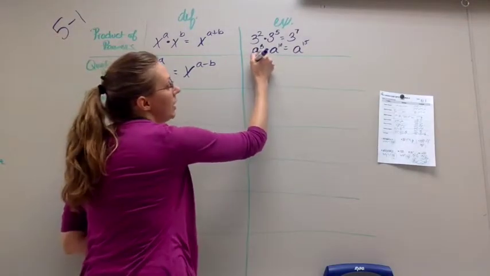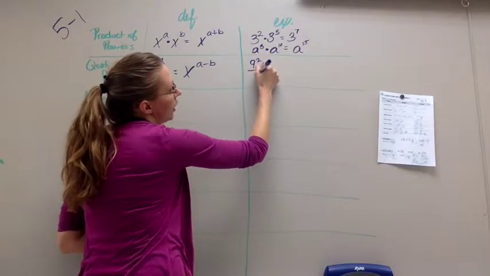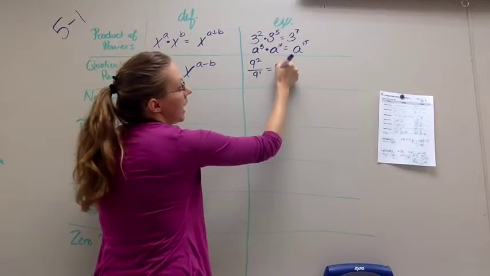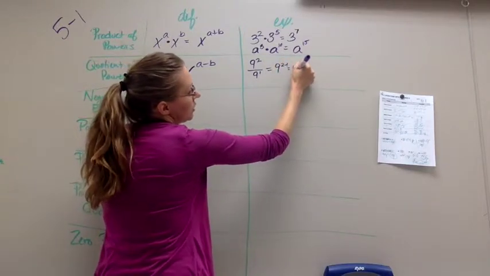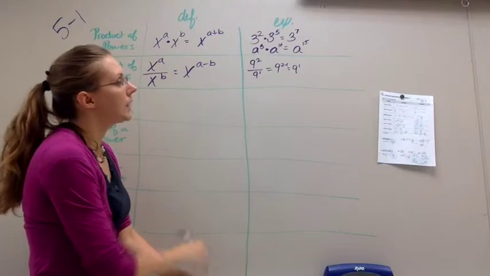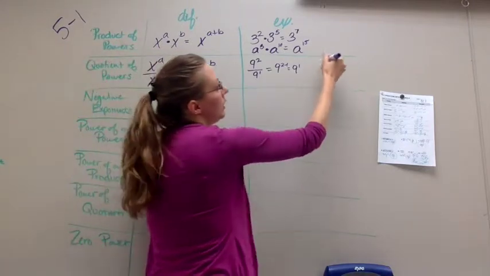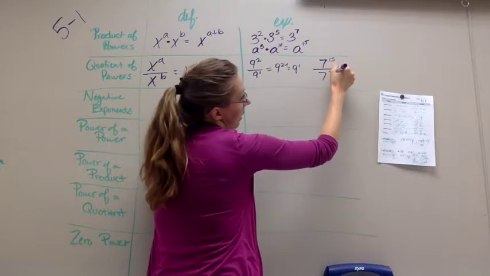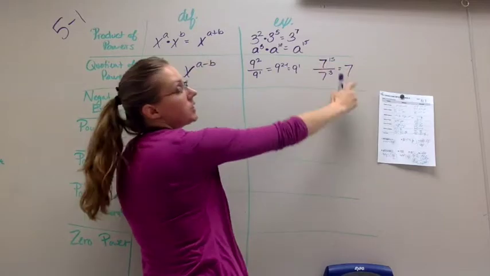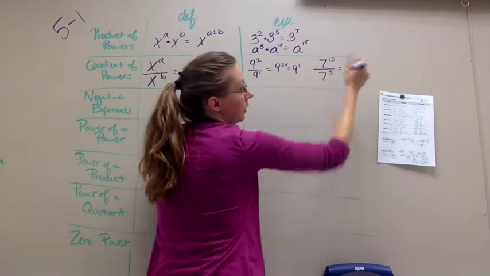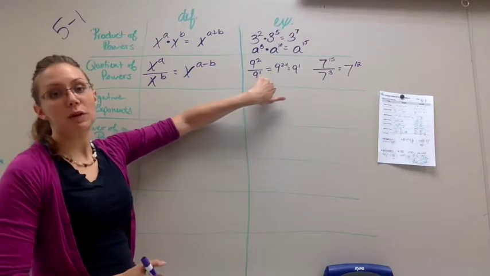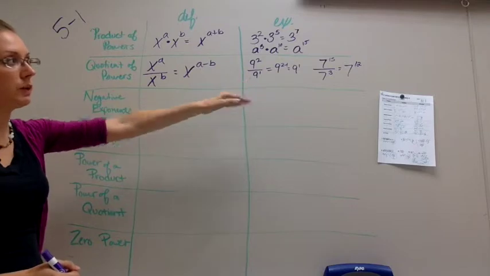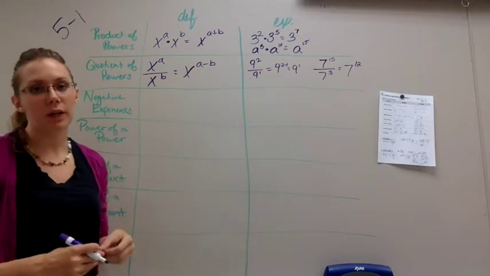So if we have 9 to the second power over 9 to the first power, which we could just write as 9, we would have 9 to the 2 minus 1, which is 9 to the first power. Okay? Let's do one without a 2 and a 1. Let's do 7 to the 15th power divided by 7 to the third power. That's the same thing as 7 to the 15 minus 3, which is going to be 7 to the 12th. Now, when we do this, there are times we could get negative exponents. So that's what I want to talk about now. When we do this subtraction, there is a possibility for a negative. And if you have a negative exponent, it's not in simplest form.